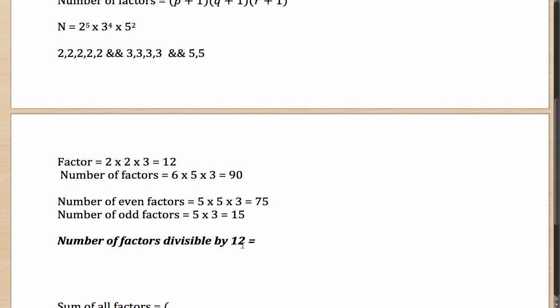A particular type of question which can also be asked is, what is the number of factors which are divisible by 12? For this type of question, all you need to do is divide my number n by 12. So what I'll do is, I'll remove the 2 2s and a 3 which is required to make a 12. Now what am I left with? I'm left with 3 2s, 3 3s and 2 5s.